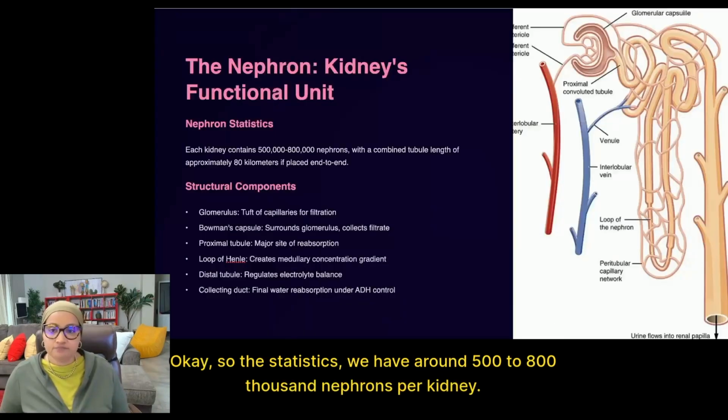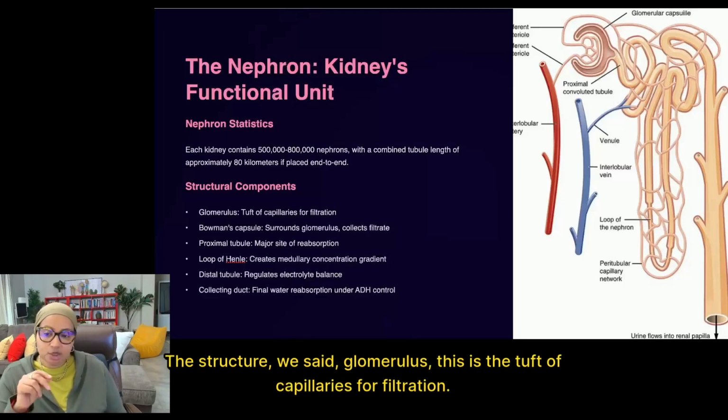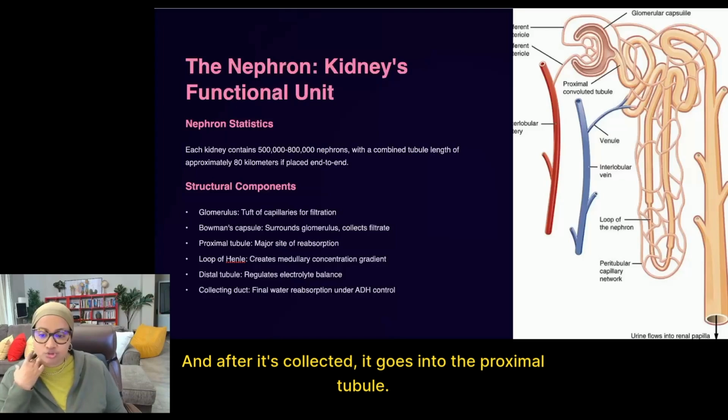Okay. So the statistics: we have around 500 to 800,000 nephrons per kidney. Some authorities say it's 1 million nephrons per kidney, but I think that's an exaggeration. The structure, as we said: glomerulus, this is the tuft of capillaries for filtration. The Bowman's capsule surrounds the glomerulus, and it collects the filtrate. And after it's collected, it goes into the proximal tubule.